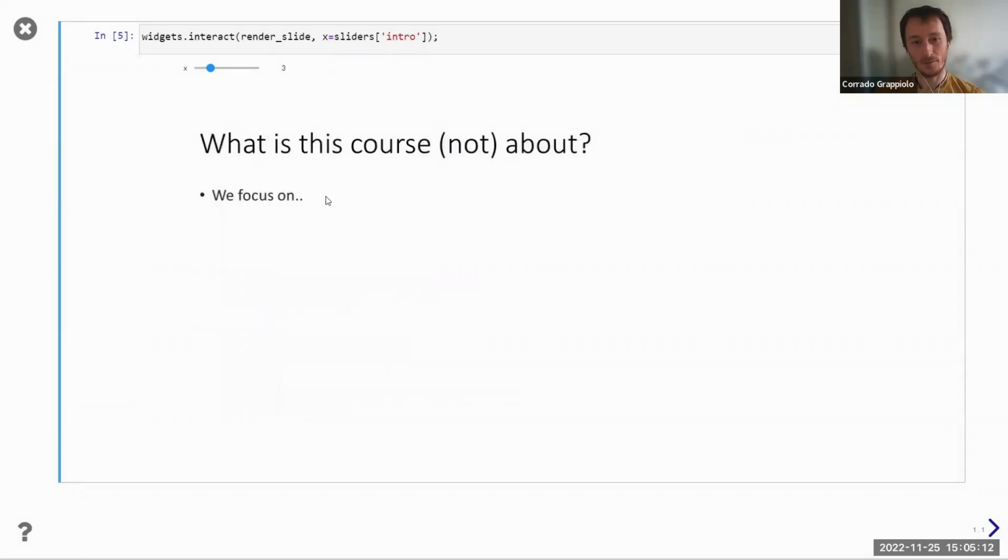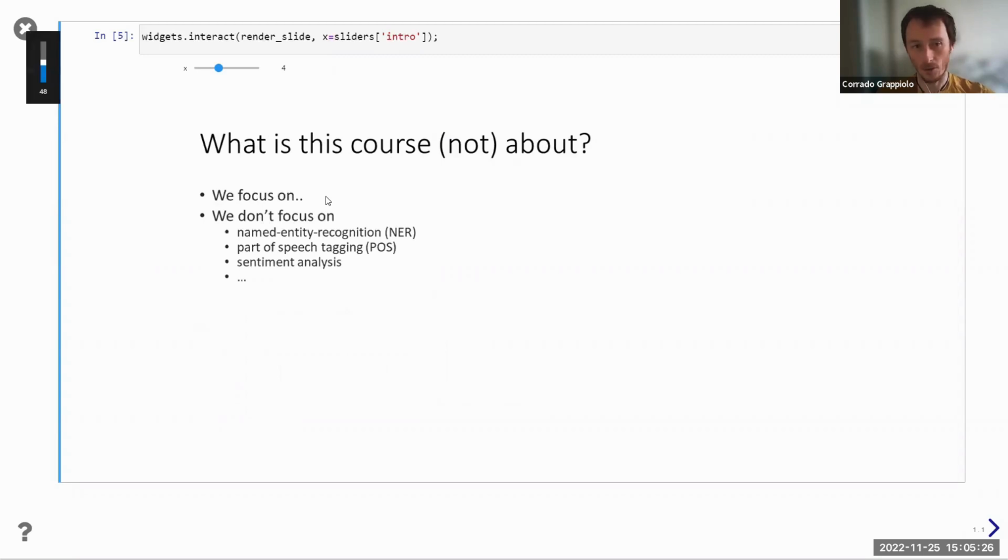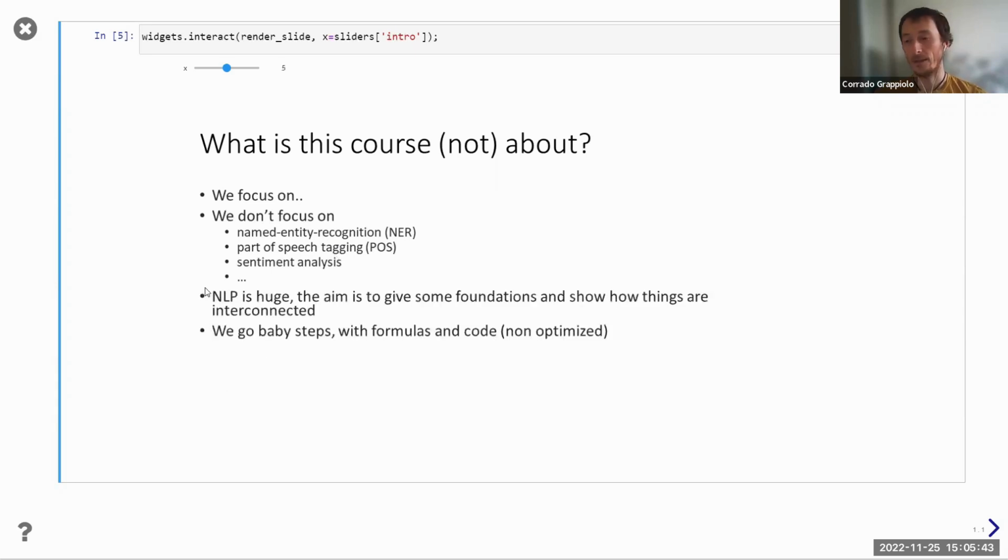Okay, so let's start from what the course is about and not about. We will talk about language models. We will see later what they are. But we don't focus on other aspects of NLP which are related to language models. So we won't delve into grammars or this. So we're not going to talk about sentiment analysis, part of speech tagging, these tasks that are very common in NLP. NLP is huge, and language models are a part of it.